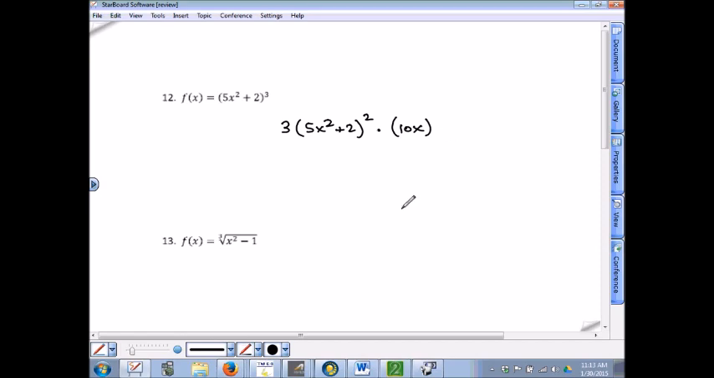Okay. I'm going to simplify a little bit here. Finally, we get 750x to the 5th, 600x to the 3rd, plus 120x.